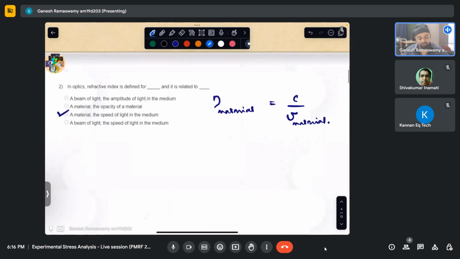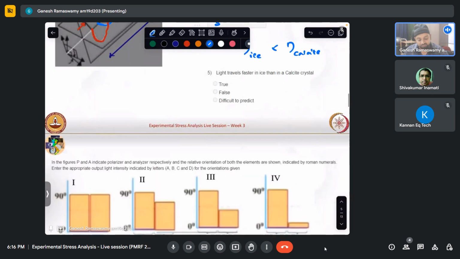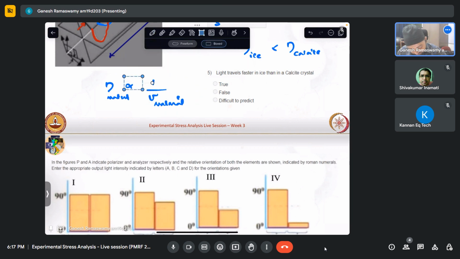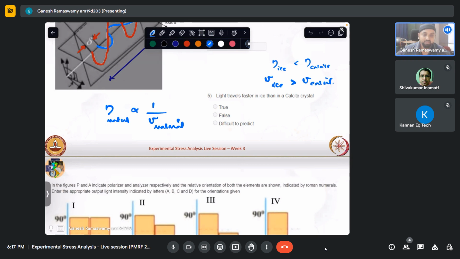We know that the refractive index of a material, n, is c divided by the velocity. So n is inversely proportional to the speed in that material. If that is the case, then we can clearly conclude that the velocity in ice is greater than the velocity of light in a calcite crystal, which is what is actually given. So, this is true.